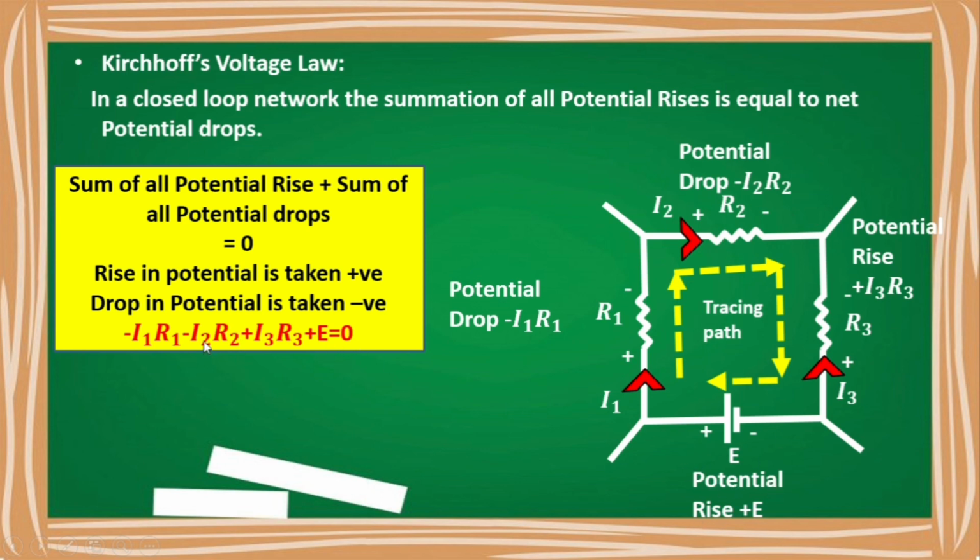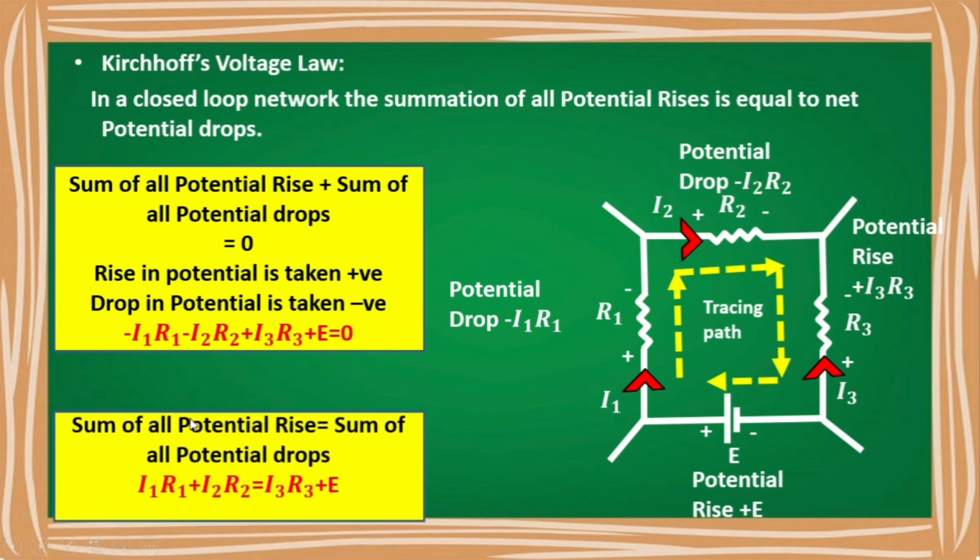Or you can simply shift all the negatives to this side and say that sum of all potential rises is equal to sum of all potential drops. This is also possible. This is equally correct. So the expression can be written like this or it could be summarized like this as per your convenience.